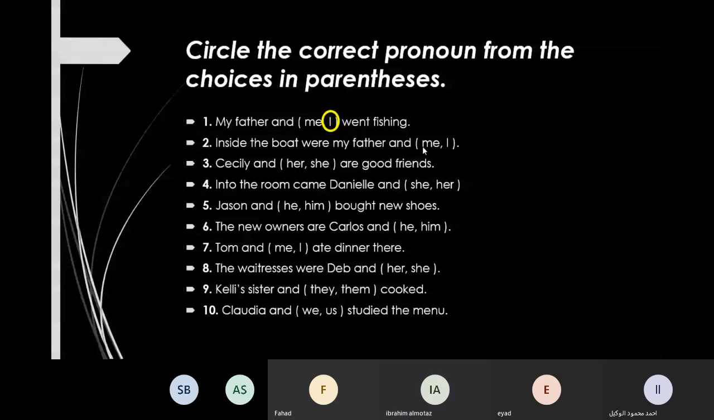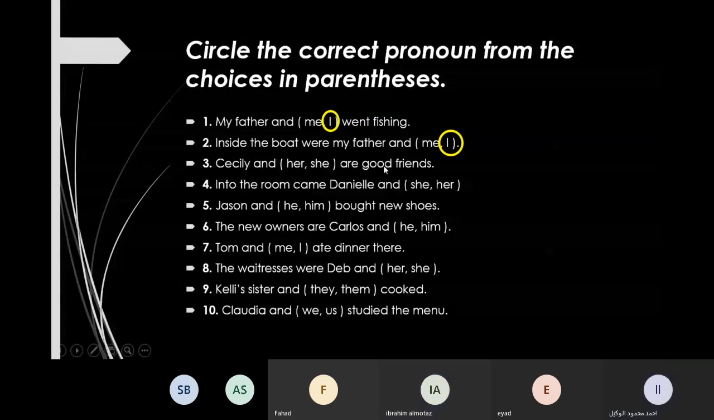Why him? Him here is a subject or an object? Subject. So I need a subject pronoun, not an object. All right. So here, my father and I. Why? Rearrange the sentence again. Start with the subject. So my father. Do I say my father and me, or my father and I? My father and I. Where? Inside the boat.